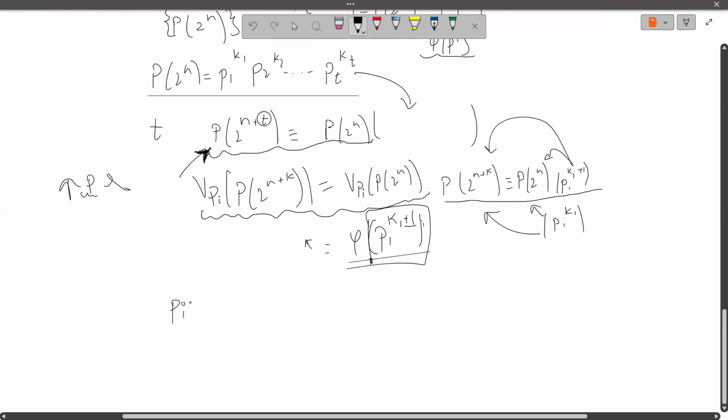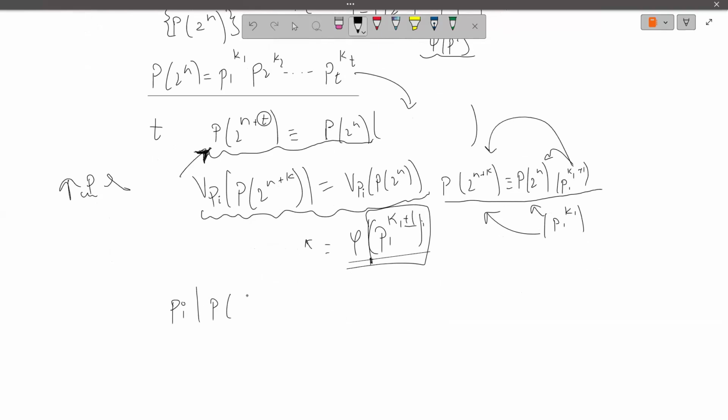So for all pi that divide p to the 2n, you can consider the phi of whatever this quantity is, pi raised to the power v pi of that. This is horrible stuff, but you will have to. This is the easiest way to write it. You consider this for all primes and then you just multiply it, because you want it to be true for all primes.